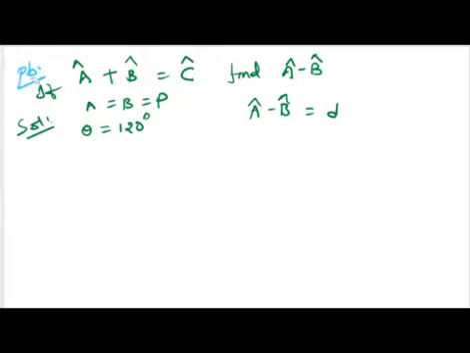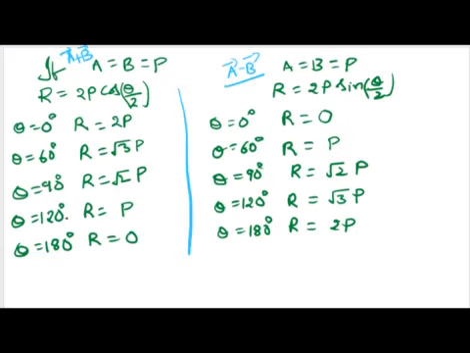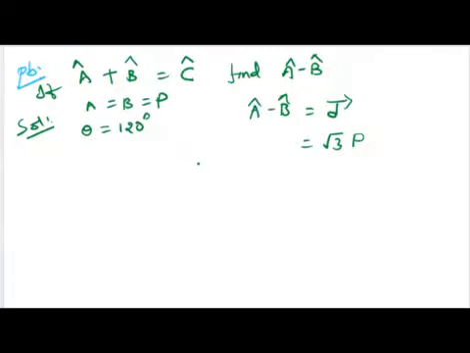Now a cap minus b cap you will get as some d bar, and this d bar value you can see from the table. For theta is equal to 120 degrees, from the table you are getting root 3p. So without solving, if you have the idea about this table, in addition, if theta is equal to 120, you are getting the value p. For the same 120 in subtraction, you are getting root 3p. That's what we used here. So with the help of this kind of techniques, we can solve the problems very easily.